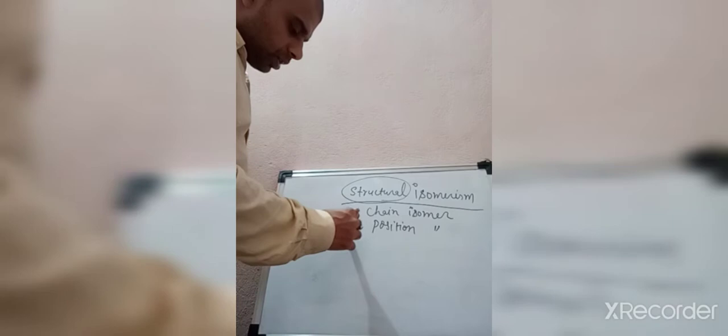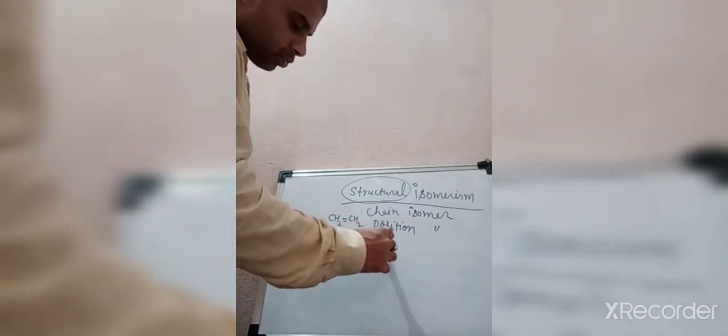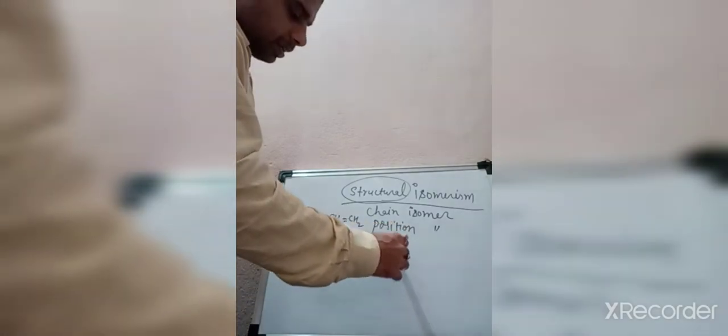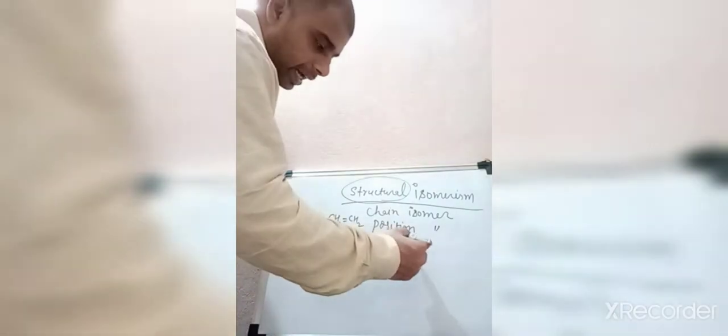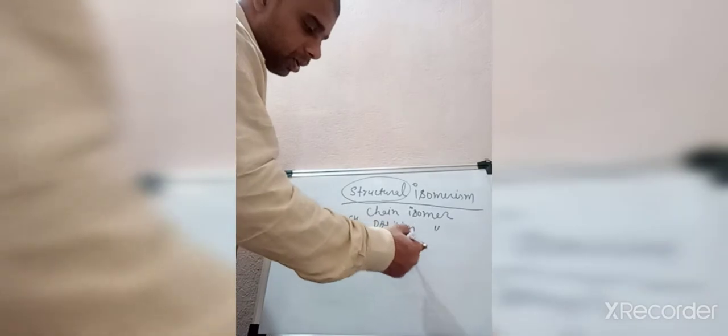If I write ethene, it is CH2 double bond CH2. Propene is CH3 single bond CH double bond CH2. But if you write butene, it will have some chain isomers and also position isomers. So here I will take one example, and that is butene.